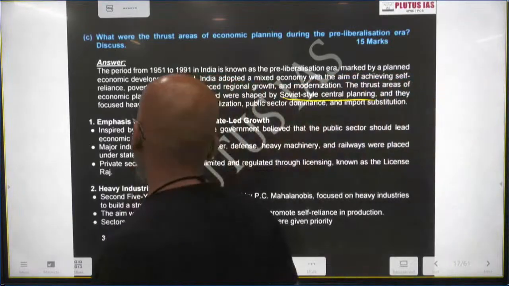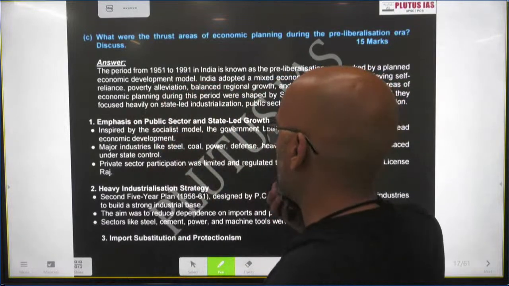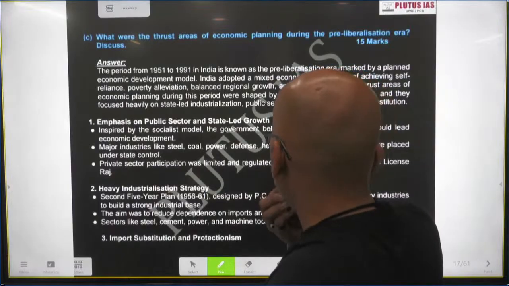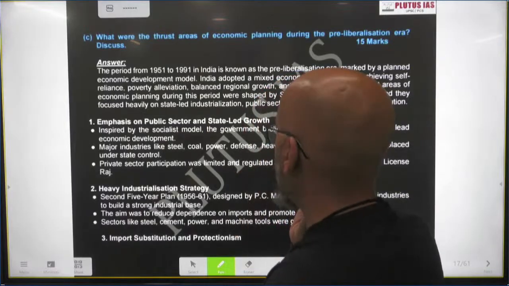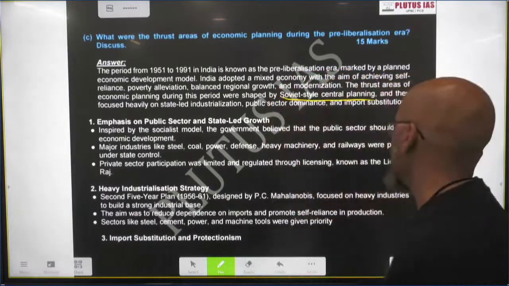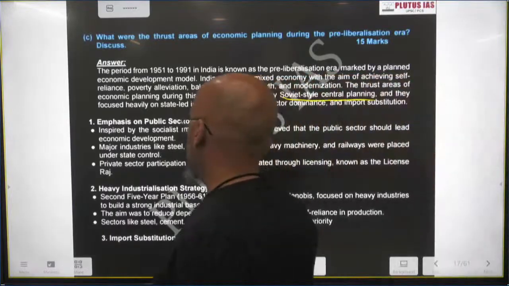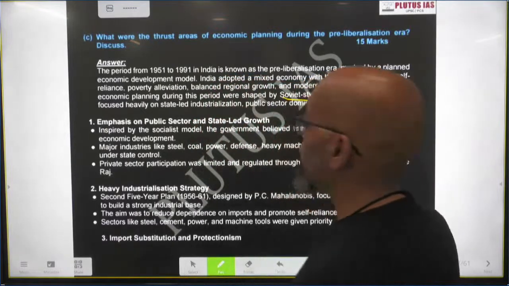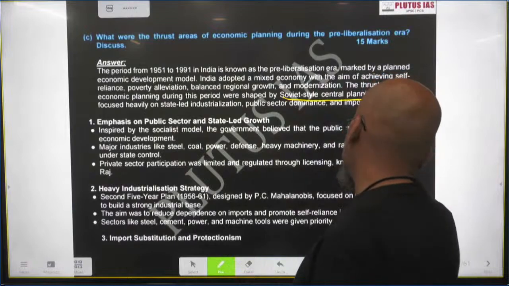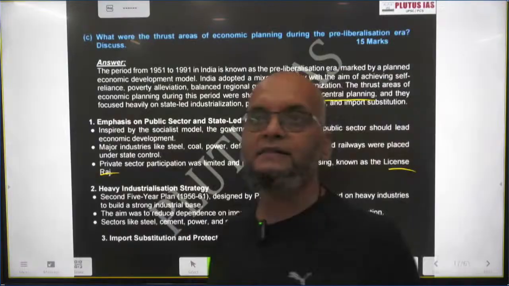So first is emphasis on public sector and state-led growth. So inspired by the socialist model, the government believed that the public sector should lead economic development. Next, major industries like steel, coal, power, defense, heavy machinery, and railways were placed under state control. Private sector participation was limited and regulated through licensing, known as the license Raj. So at this time, license Raj was prevalent. To do any business, you needed license.